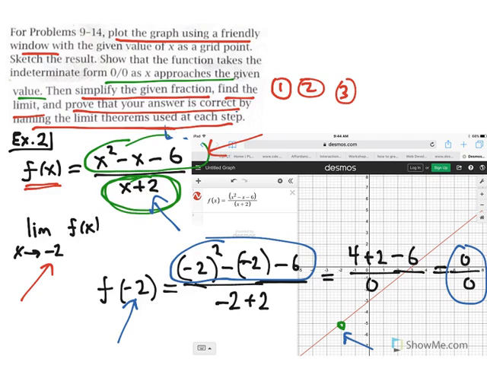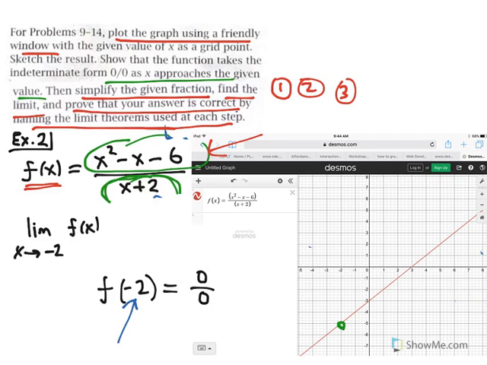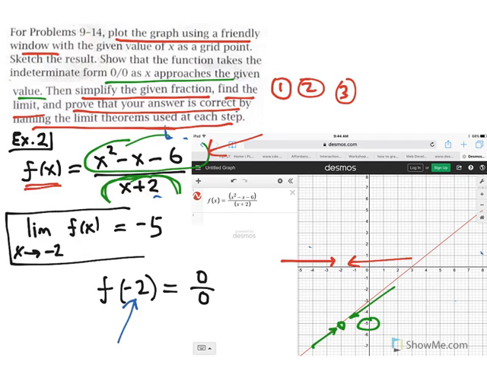And right before we do that, we do want to take a look at what we are expecting to be the limit. From the graph, you can see that as the input values approach negative 2 from either direction, the output values of the function are approaching, it looks like, negative 5. So we're expecting this limit to be negative 5, and when we use the limit theorems, after we simplify the given function, we will be able to find the limit to be negative 5 by using the limit theorems.